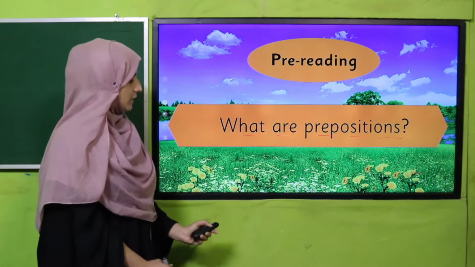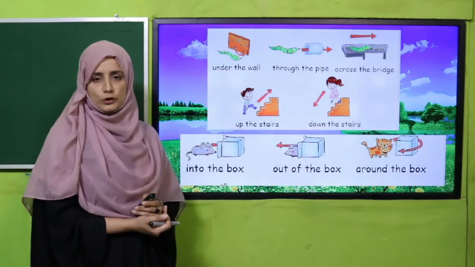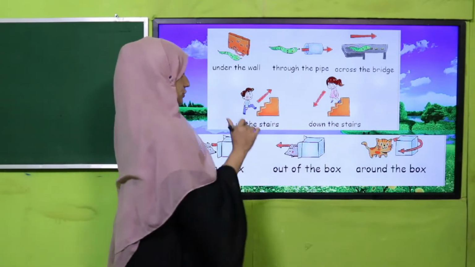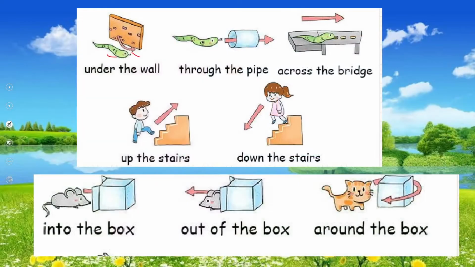Okay, let's see. Here are a few examples, my dear students, related with prepositions. See there is a snake, and where is it? Under the wall. And this snake, where is it going? Yes, through the pipe. And where now is it, my dear students? Its direction is across the bridge. Okay, and the next one, where is that boy going? Up the stairs. And that girl, down the stairs.